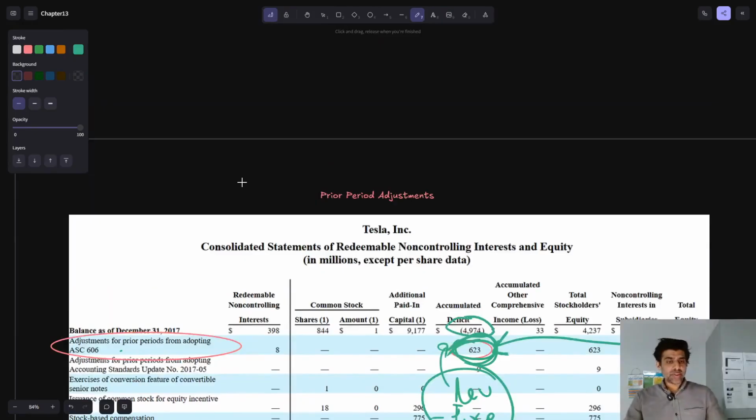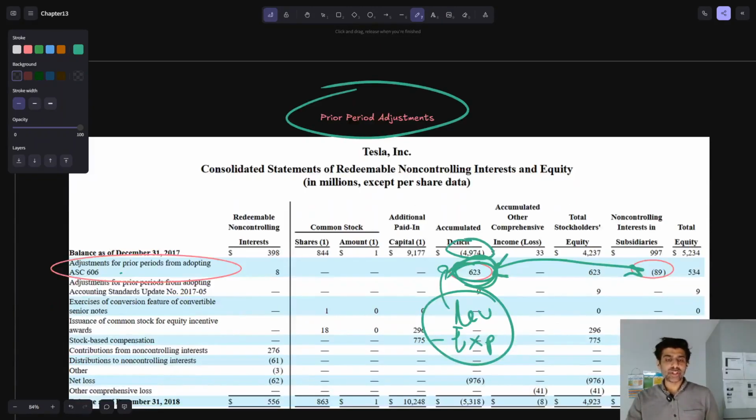But in general, these prior period adjustments are just going to be shown on this statement of equity, basically.